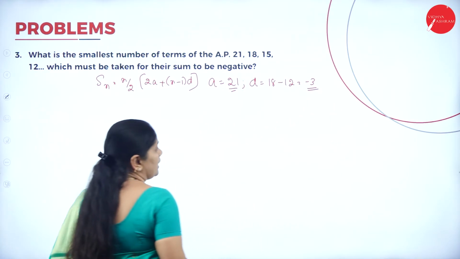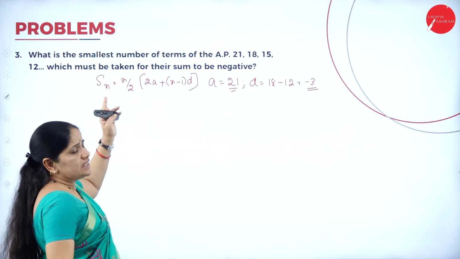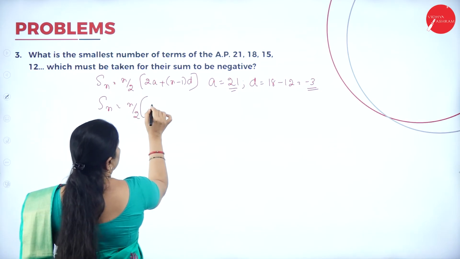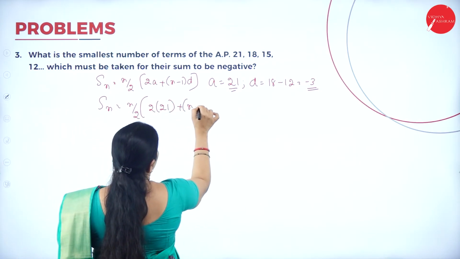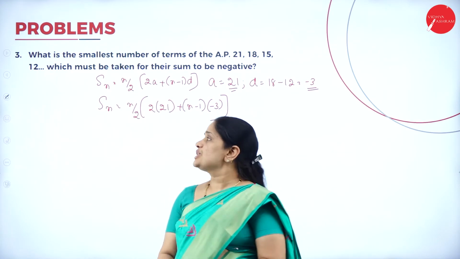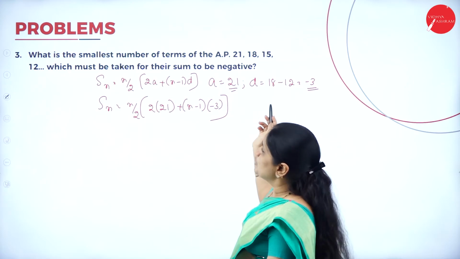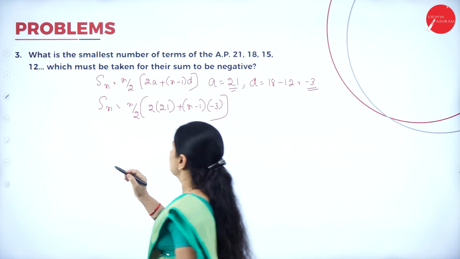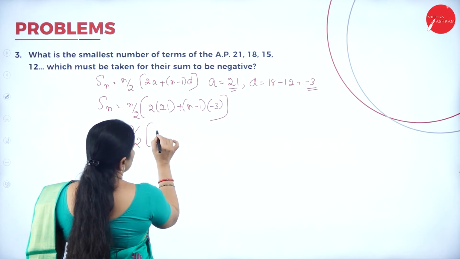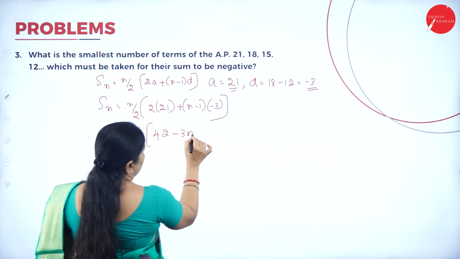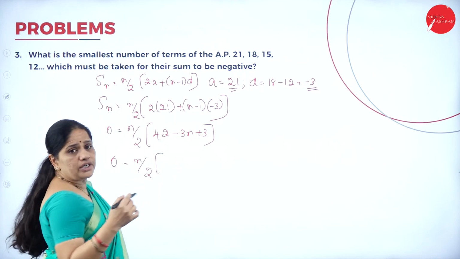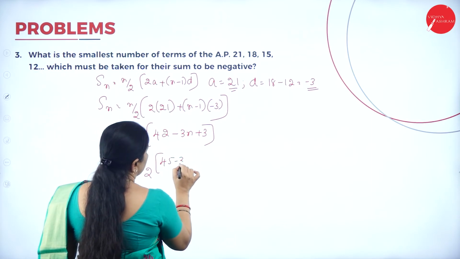Now we substitute the values in the formula so that we get the value of n. So I write it here, Sn will be equal to n by 2 into 2 into 21 plus n minus 1 into minus 3. So they have asked us in this question, what is the smallest number of terms to be taken for the sum to be negative? Negative means 0 here. So we have to assume that Sn equals 0. So I take n by 2 into 2 2s are 42 minus 3n plus 3. So this will be 0 equals n by 2 into 42 plus 3 is 45 minus 3n.